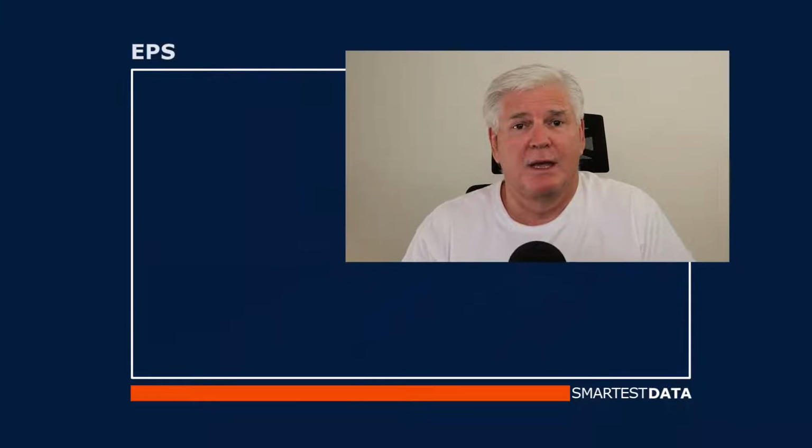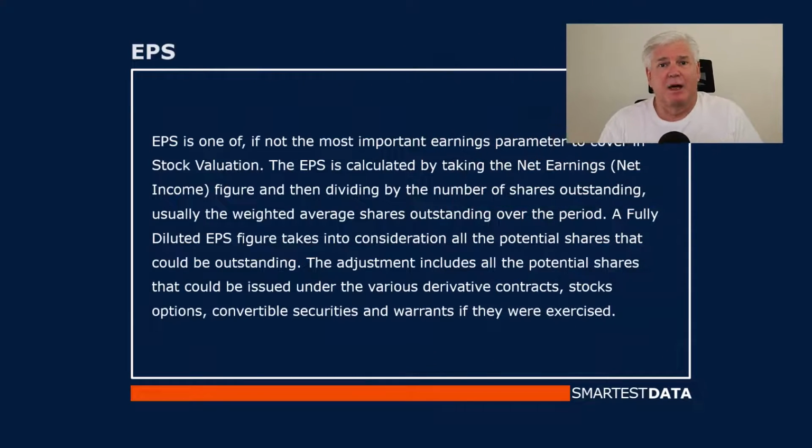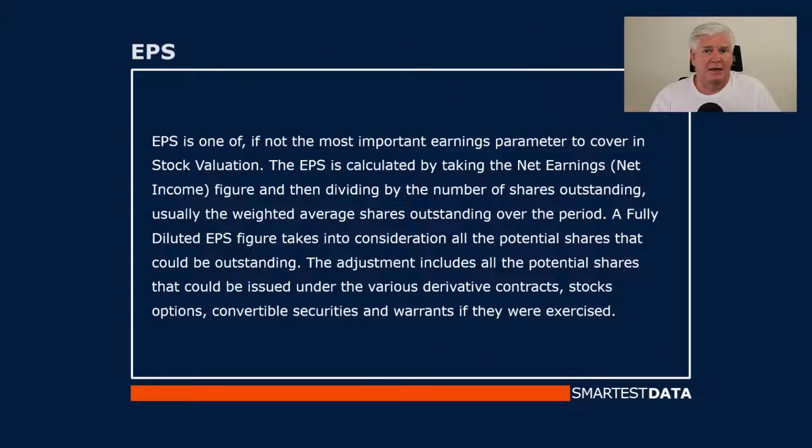EPS is one of, if not the most important earnings parameter to cover in stock valuation. The EPS is calculated by taking the net earnings, net income figure, then divided by the number of shares outstanding, usually the weighted average shares outstanding over the period.